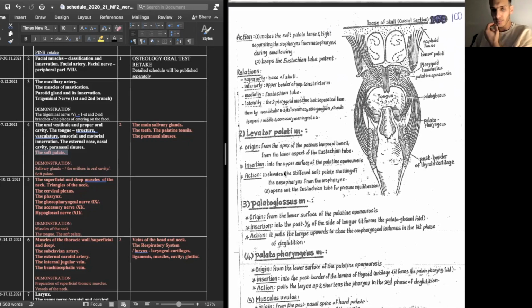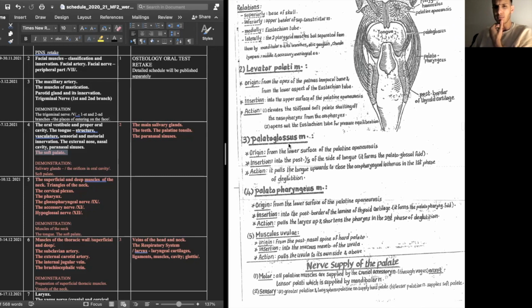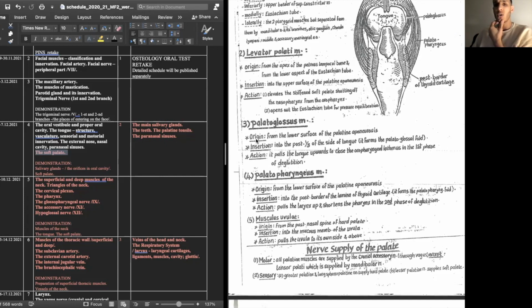Opens out the eustachian tube for pressure equilibration. That's levator palati muscle. Palatoglossus muscle. Where have you seen this muscle before? In the tongue, exactly. So palatoglossus is also part of this. Origin from the lower surface of the palatine aponeurosis, insertion into the posterior 1/3 of the side of the tongue, and action it pulls the tongue upwards to close the oropharyngeal isthmus in the first phase of deglutition.